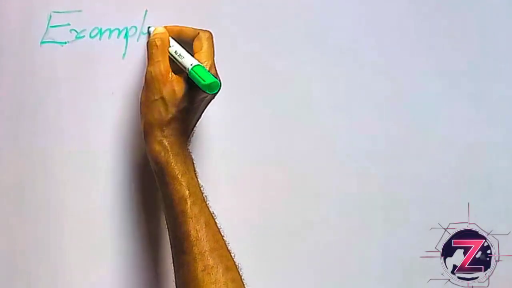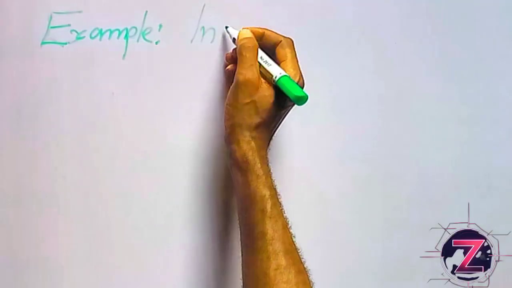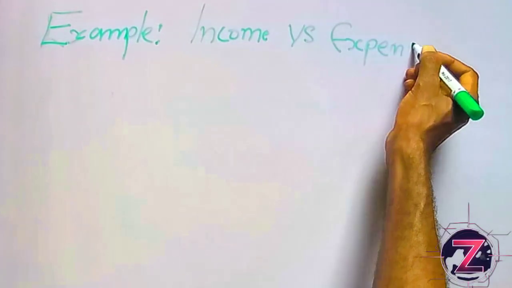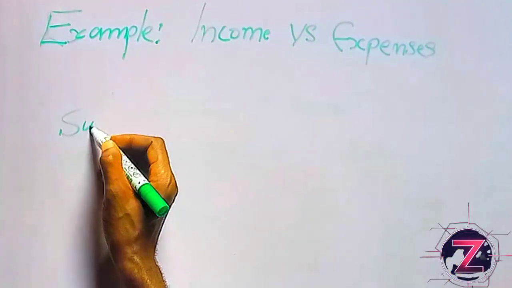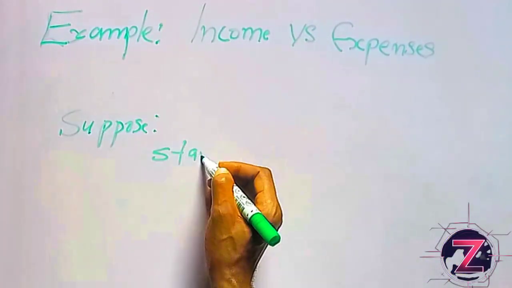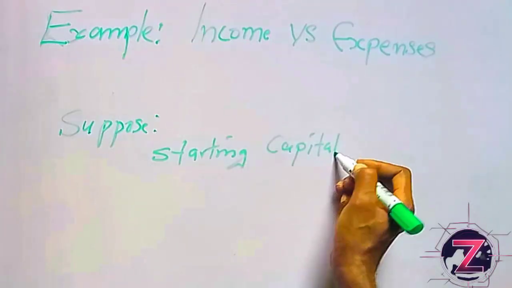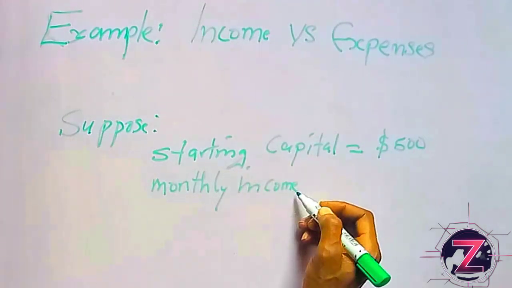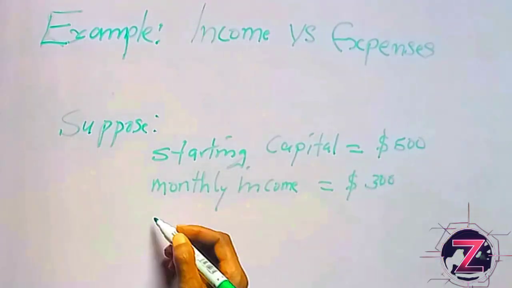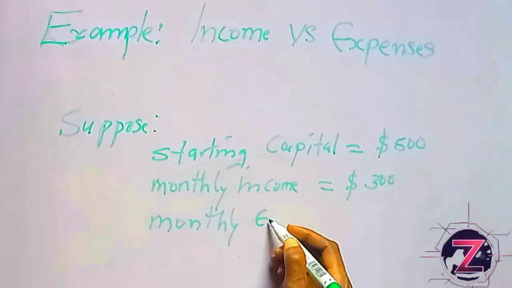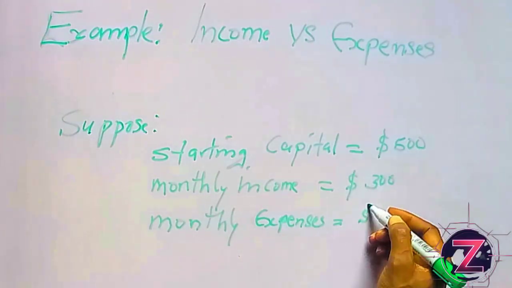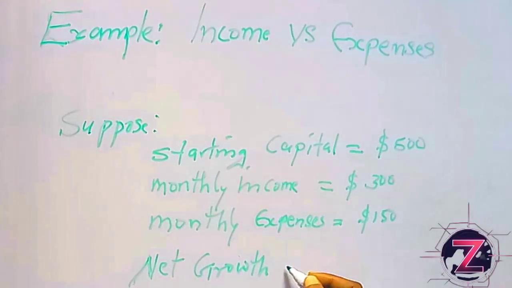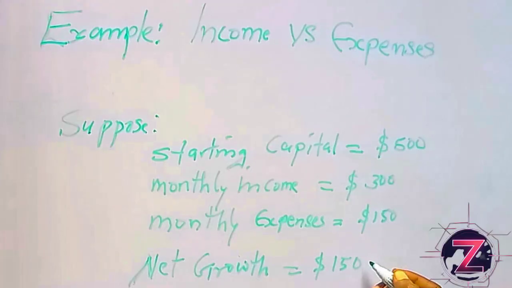Now, let's take an example of income versus expenses. Now, suppose starting capital is equal to $500 with a monthly income of $300 and monthly expenses which is equal to $150. Also given is a net growth of $150 per month.